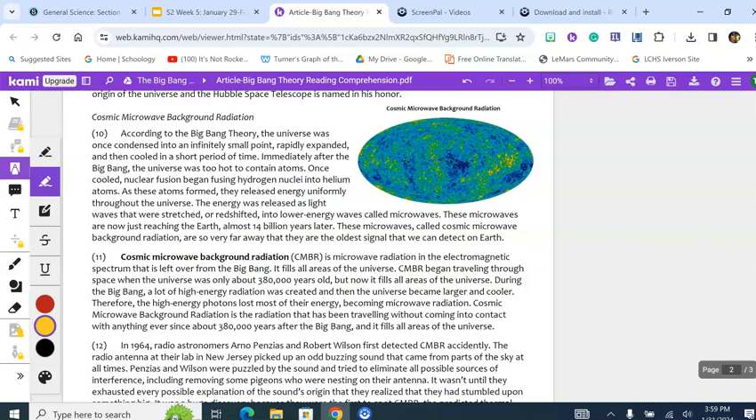Immediately after the Big Bang, the universe was too hot to contain atoms. Once cooled, nuclear fusion began fusing the hydrogen nuclei into helium atoms. As these atoms formed, they released energy uniformly throughout the universe. So I would like for you to highlight this statement.